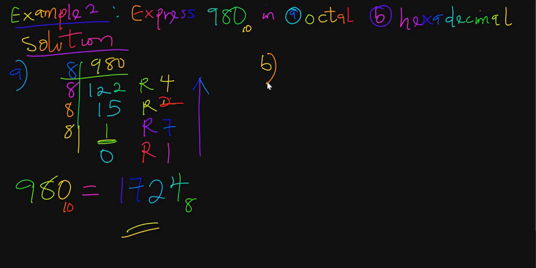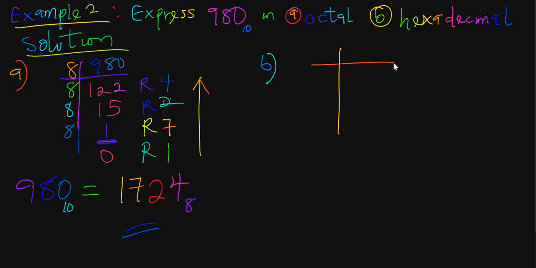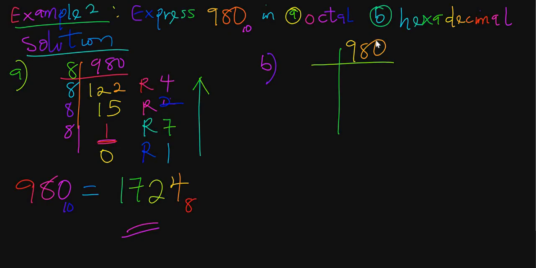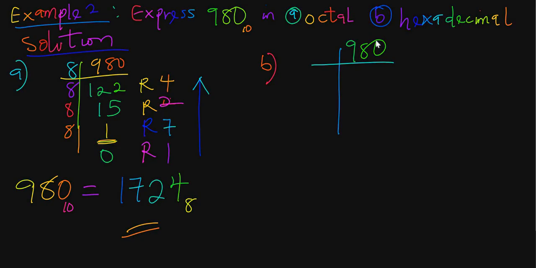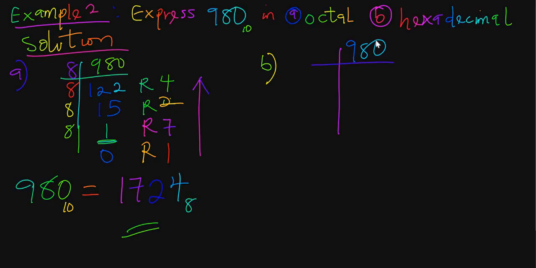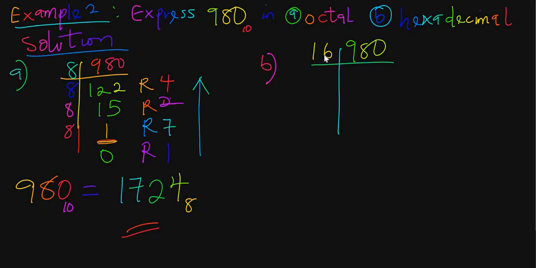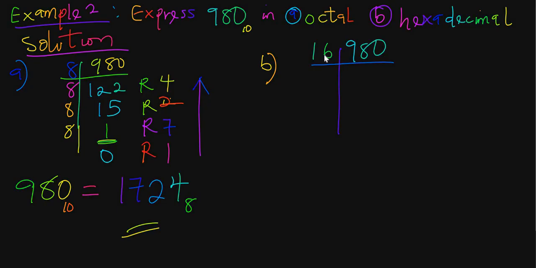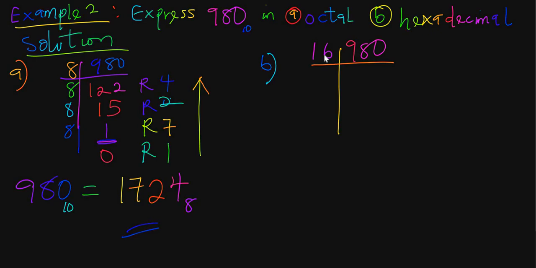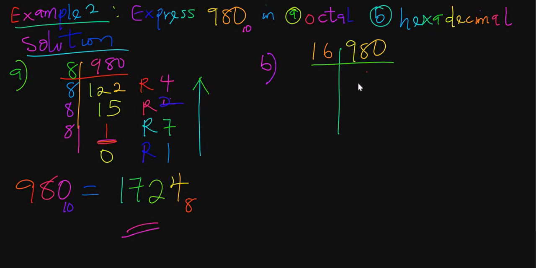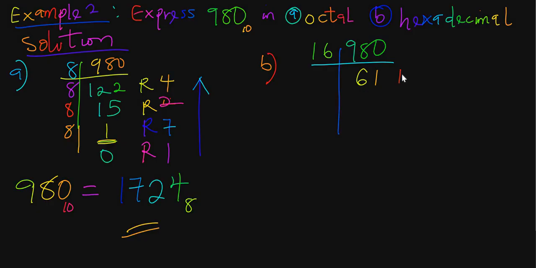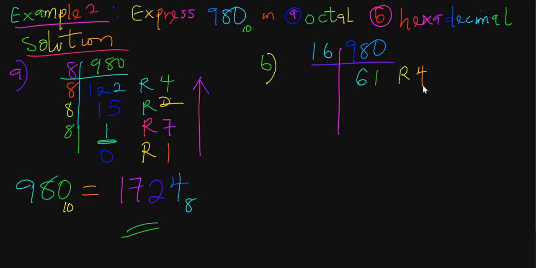B. We are converting to base 16. So we have 980. In this case, we are dividing by 16 because that is what we are converting into. So divided by 16. 980 divided by 16 is going to give us 61 with a remainder of 4. So 61, then we have remainder 4.